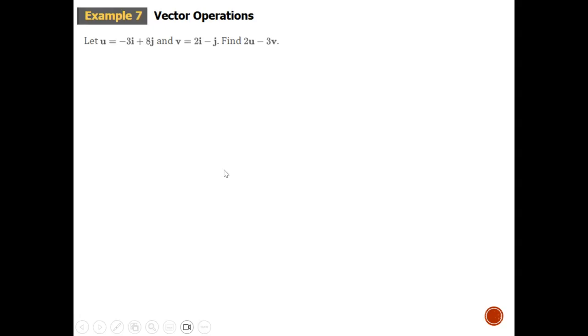Again, vector operations, but now they don't have them in component form anymore, right? They have them as linear combination form. So we apply the same concept as before.